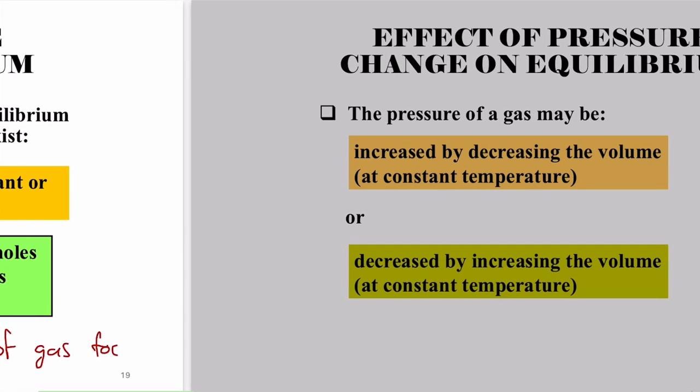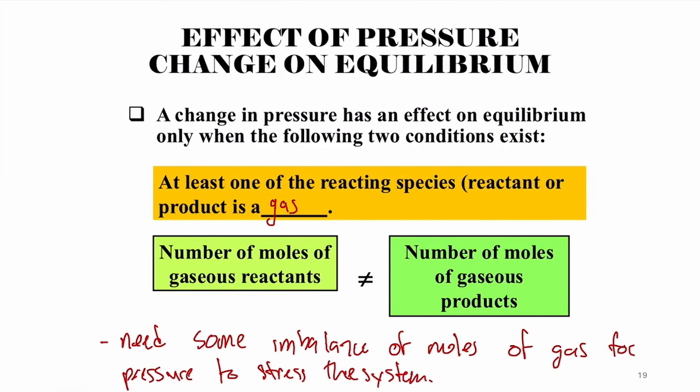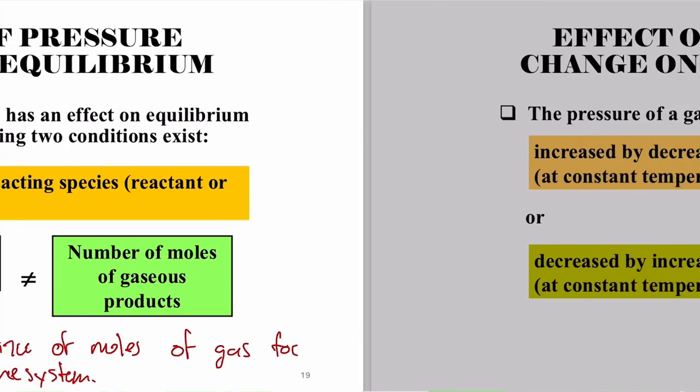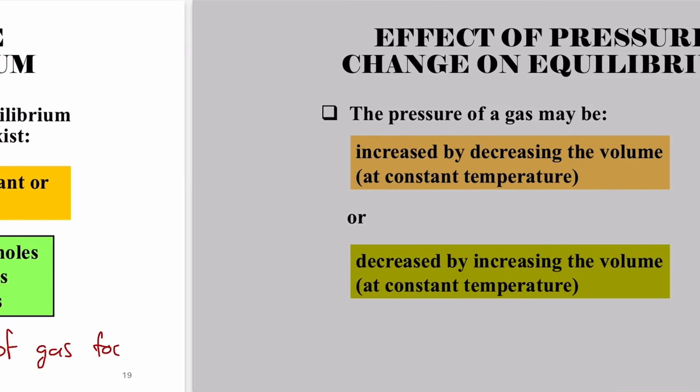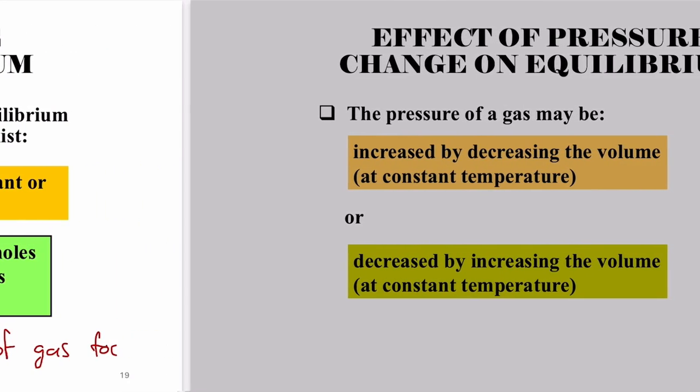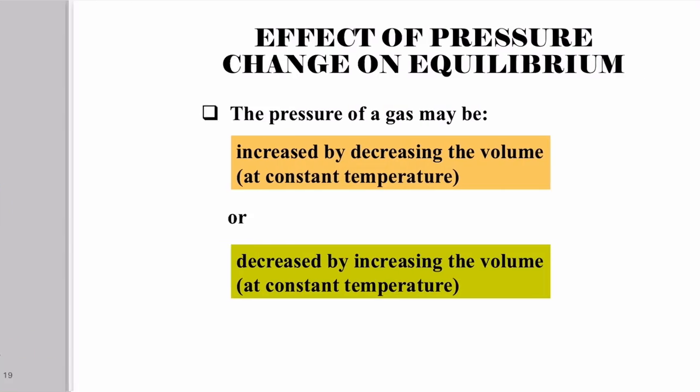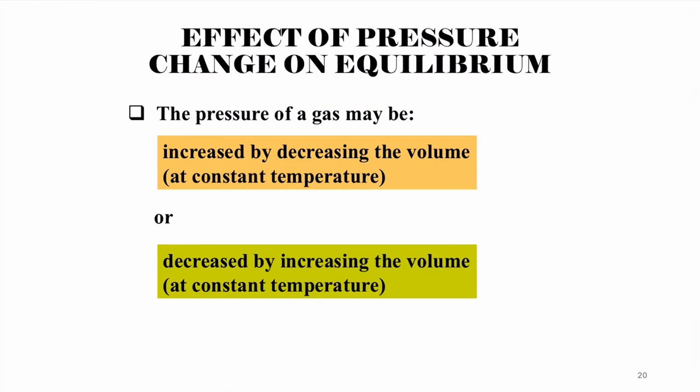And so the ways that we change the pressure of the system is by increasing or decreasing volume, right? If we look at our ideal gas law, P equals nRT over V, pressure and volume are inversely proportional.